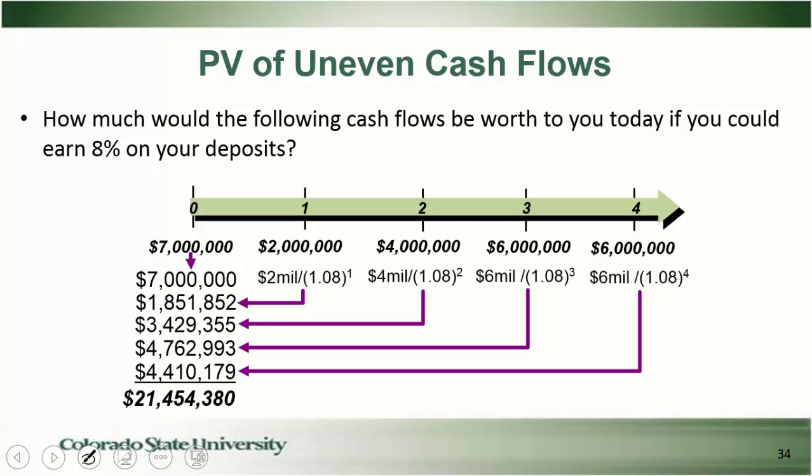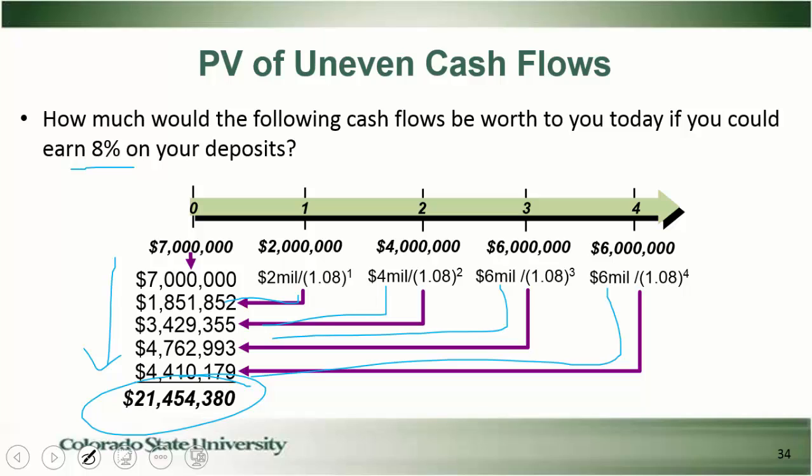The question is, how much would the following cash flows be worth today if I could earn 8% on my deposits? So essentially this is saying use 8% as the discount rate, present value all these cash flows. Well, here's the brute force approach. I'm going to discount back all of these cash flows to today, add them up, there's my answer. This series of cash flows is worth $21,454,380 if my discount rate is 8%.